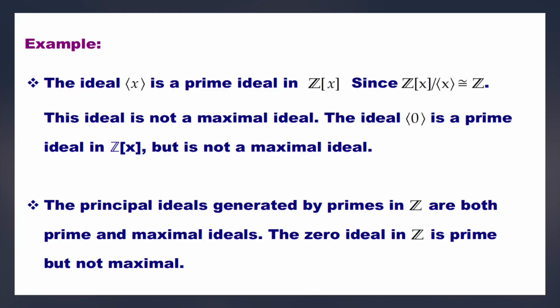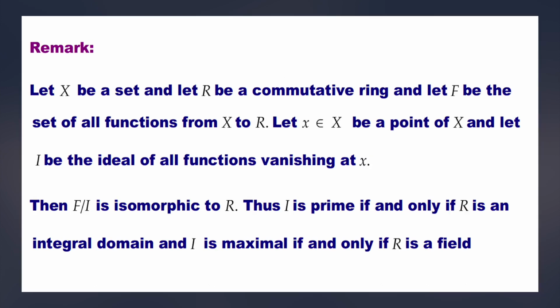Note that in general, prime ideals need not be maximal ideals. For example, the ideal generated by x is a prime ideal in Z[x]. Since Z[x] by the ideal generated by x is equal to Z, this ideal is not a maximal ideal. The ideal generated by 0 is a prime ideal in Z[x], but it is not a maximal ideal. The principal ideals generated by primes in Z are both prime and maximal ideals. The zero ideal in Z is prime but not maximal.